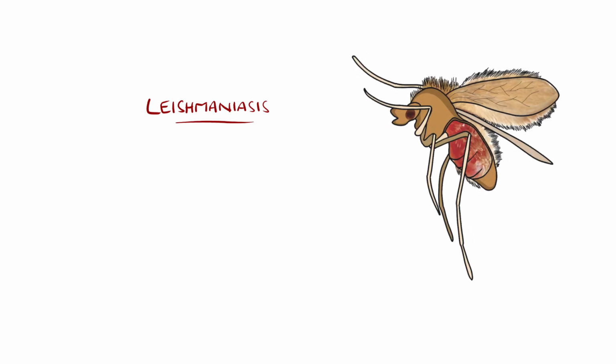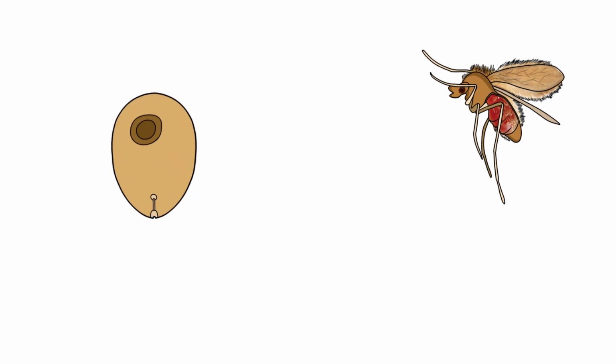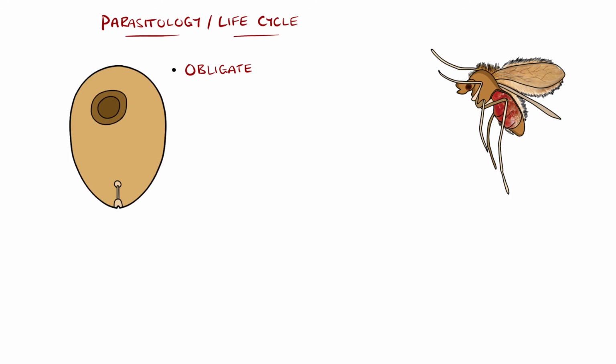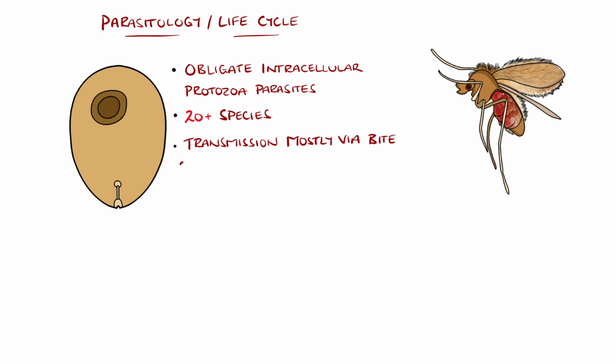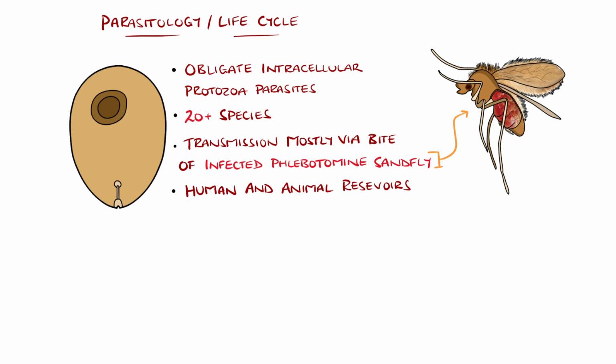Leishmaniasis is a group of diseases caused by infection with Leishmania parasites. These are obligate intracellular protozoa with over 20 species, and the main route of transmission is through the bite of an infected female phlebotomine sandfly, although less commonly there can be transmission through blood transfusion or tissue transplantation. Both humans and animals can be affected, with examples including dogs and rodents.